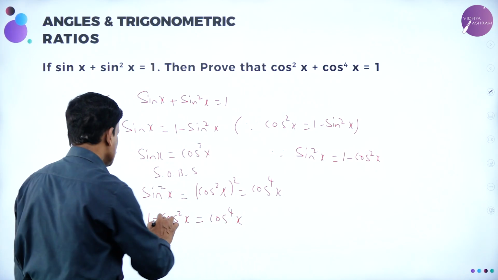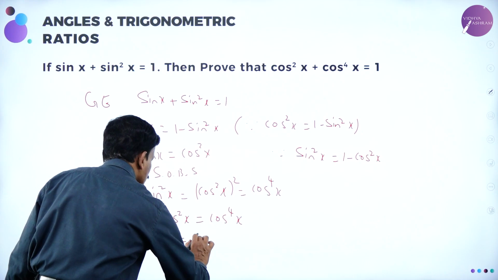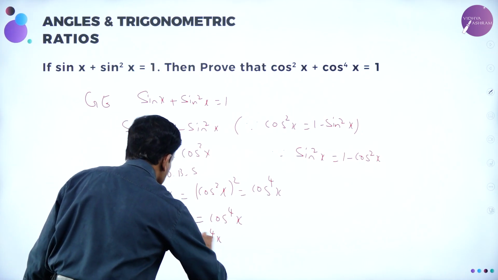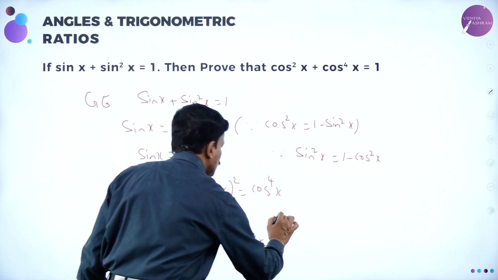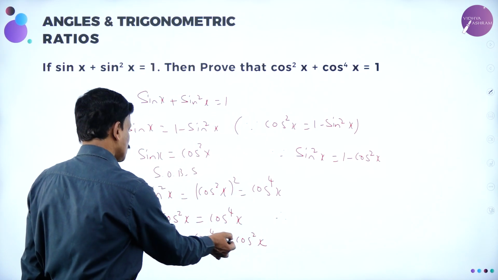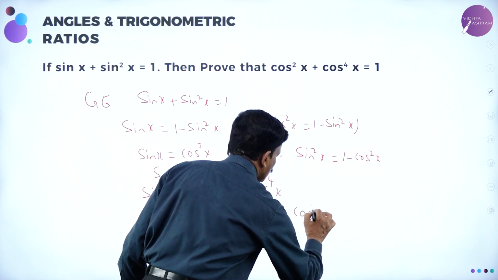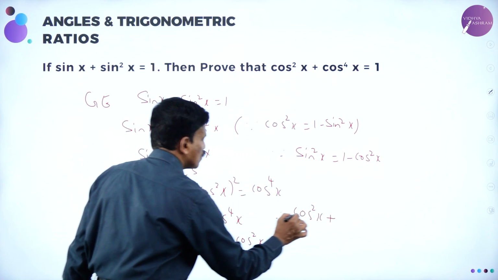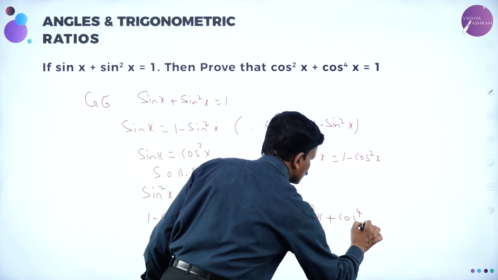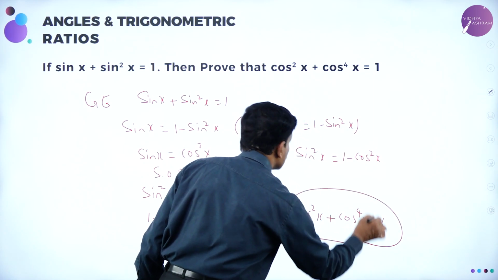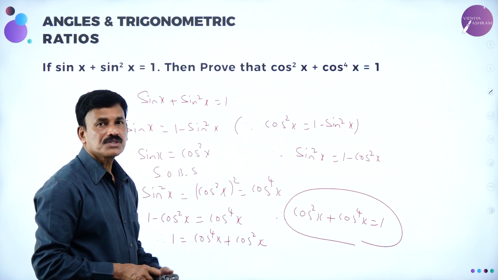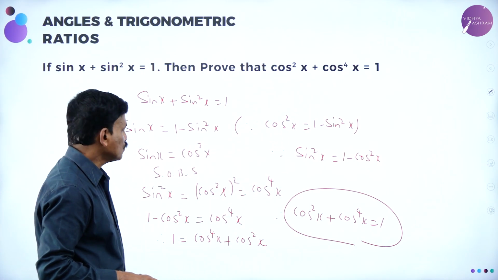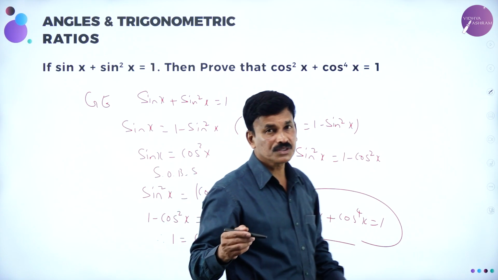Now just transfer this. Therefore, 1 is equal to cos to the power of 4x, and minus cos square becomes plus cos square x. So conclude it. Therefore, what is the conclusion? The value of cos square x plus cos to the power of 4x is equal to 1. That's it, which is the required answer. See, cos square x plus cos to the power of 4x is equal to 1. Very simple concept for 3 marks.